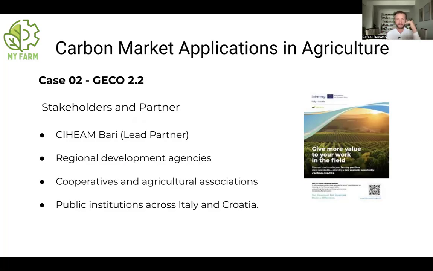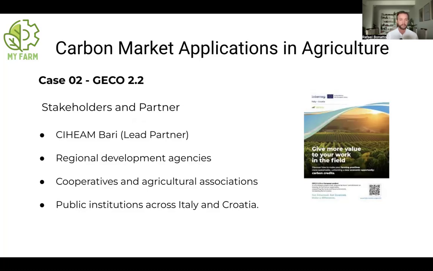CRN is the head, the leading partner that spreads and divides responsibility amongst the other regional development agencies across Italy and across Croatia, because this is a very large project, so they need to divide so they can build up some capacity. And they work with the cooperatives and agriculture associations. It's very, very critical to work with them.